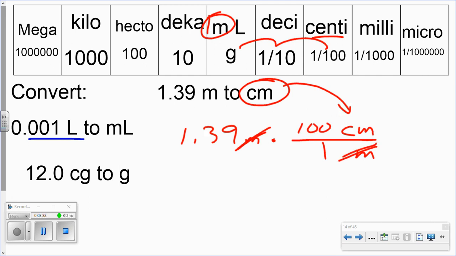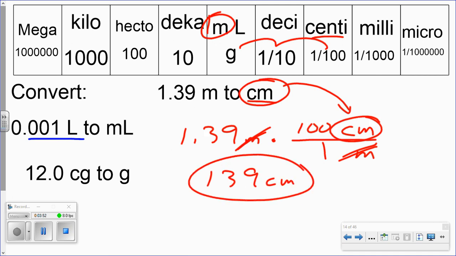Cancel, cancel. Meters doesn't exist anymore. Centimeters is what we're looking for. That's right here, so that's good. That answers our question. And again, we multiply because 100 is on top and 1 is on the bottom. So it's 139 centimeters. That's our final answer.